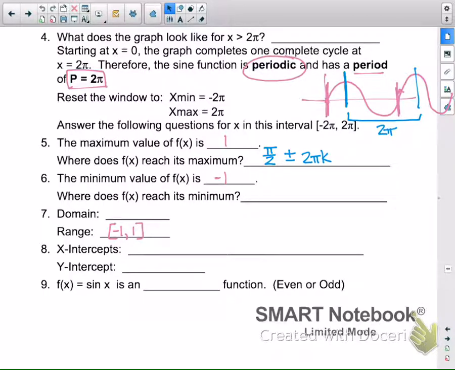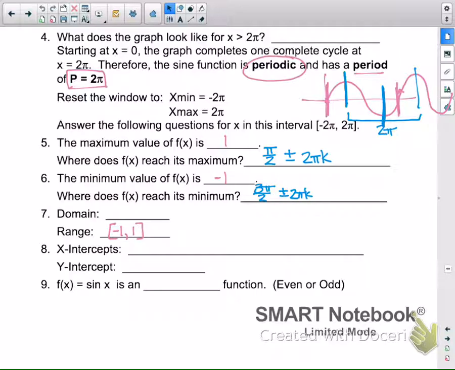Okay? So let's use that notation for a minimum as well. The minimum was right here. Where did that fall on your graph? At 3 pi over 2. And because the maximum occurs every 2 pi, you can also assume the minimum occurs every 2 pi. So I'll put plus or minus 2 pi k.